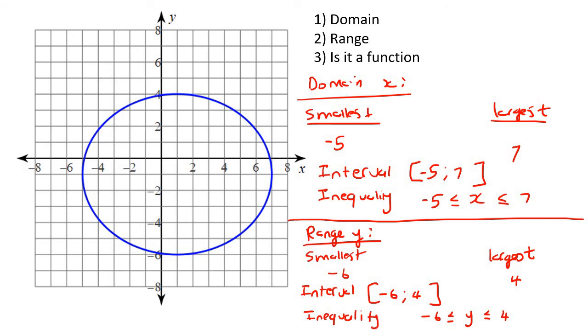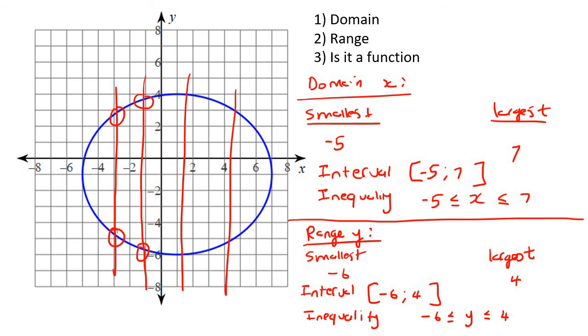Then, is it a function? Well, check these out. If I draw some vertical lines, how many times does it cut the graph? Well, twice every time. Yes, if you draw it there or there, it maybe only touches the graph once. But look at all these places. Its vertical line is cutting more than once, so that's not a function. It's only a function if the vertical line cuts once.